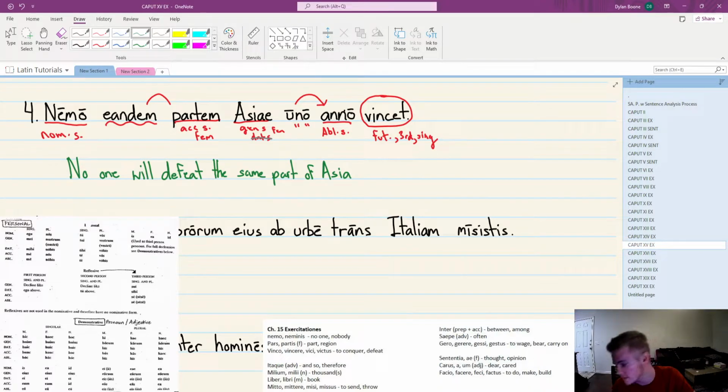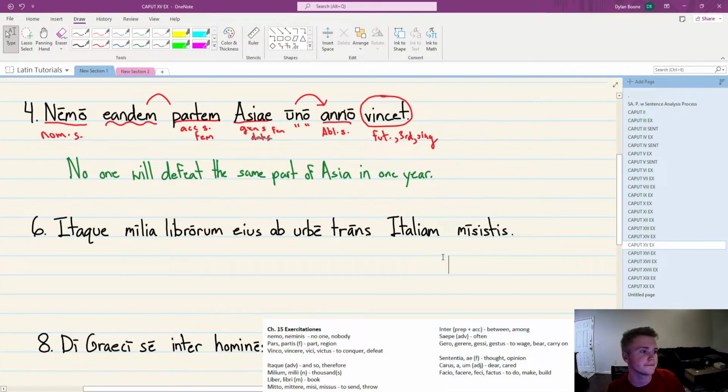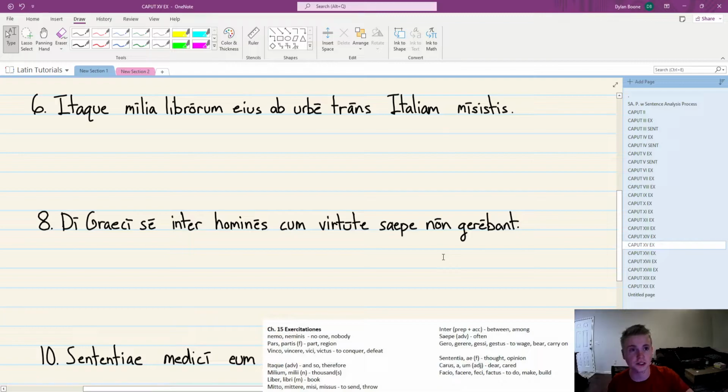And then uno anno, here's our ablative of time when. So not at a single year, but in a single year. In 1 year. Done. So nobody will defeat the same part of Asia in 1 year. So that is a genitive of the whole or a partitive genitive example right there. Right off the bat. So down to number 6. Find our verb. End of the sentence. And then we can pick out everything else.